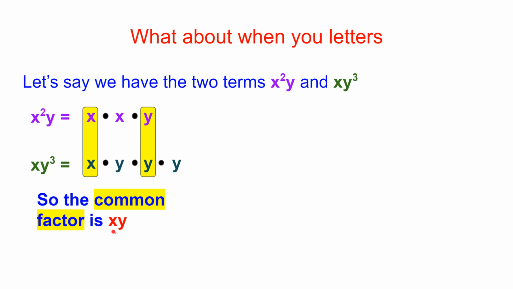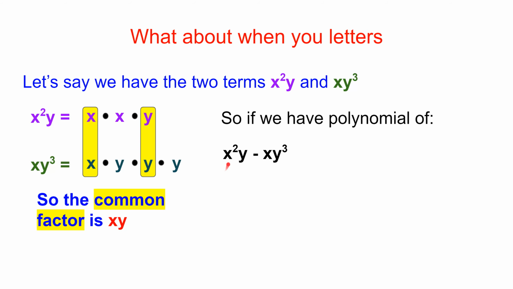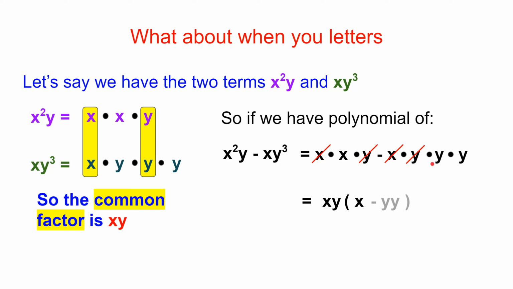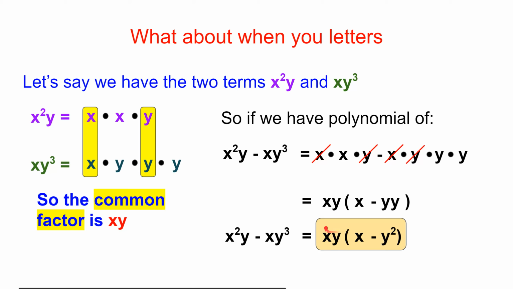Now if I want to take this out, what's left in this one? It's just the x. What's left in this one? The y and the y. So if I have a polynomial of this, two terms, we agreed that you break it down like this, and the common factor is xy. What's left on the first one is just the x, if you take out the x and the y, and what's left on the second one, if you take the x and the y out, is the y and the y. To simplify it further, y times y is technically just y squared. So this is my factored answer of this polynomial.